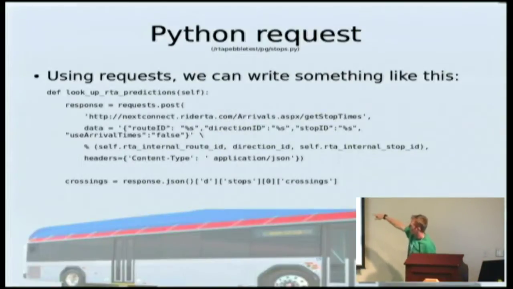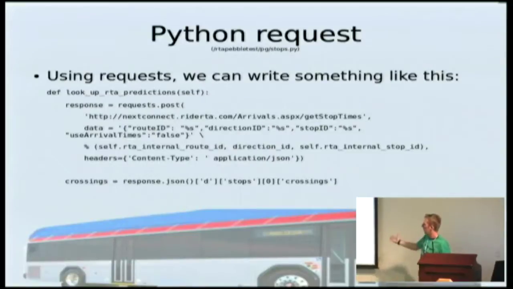Next slide. Okay, in requests, we can do something simple like requests.post, post it to those URLs that we found earlier, get stop times, create our data dictionary with the route ID, the direction ID, and the stop ID. Remember the ones I said we wrote down on a piece of paper earlier? And then content type application/JSON.